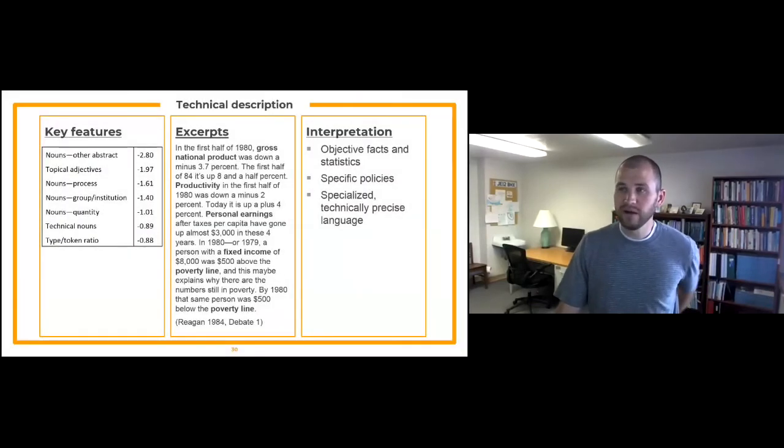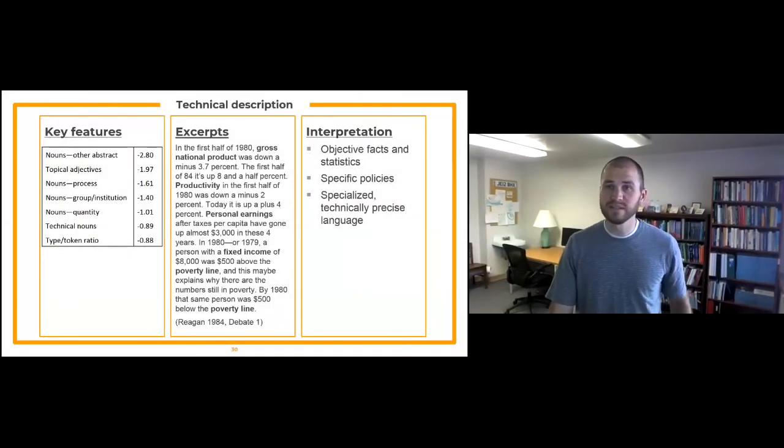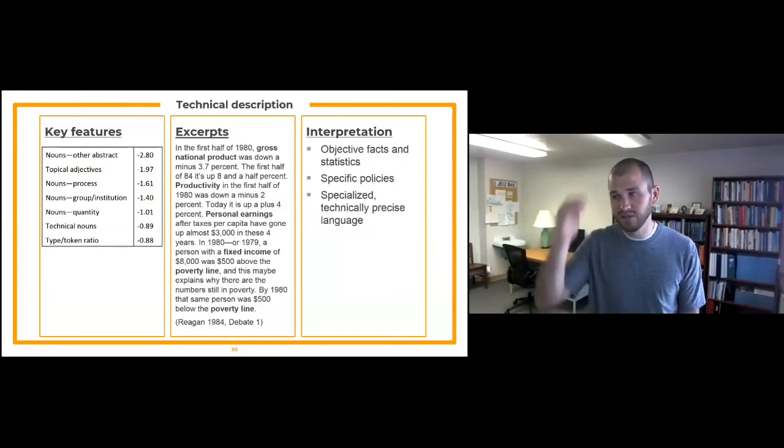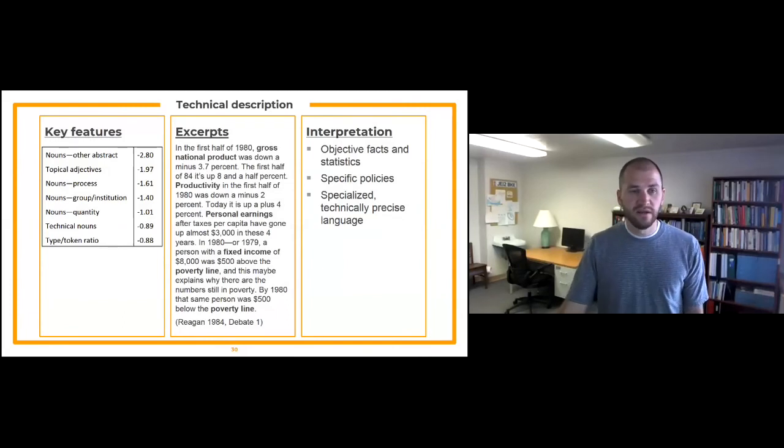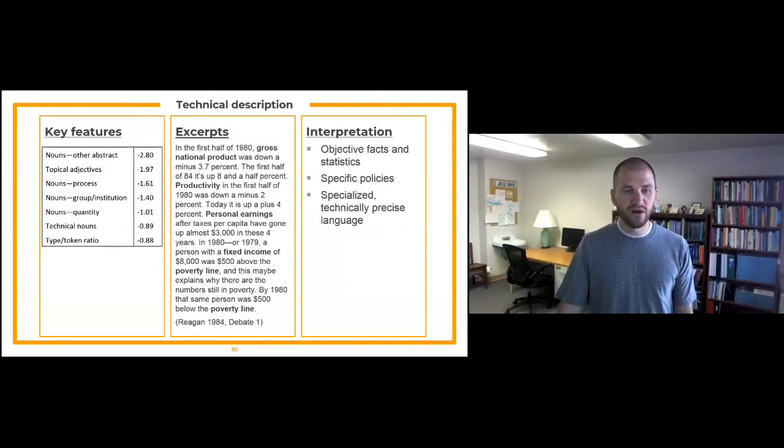Okay, now some more obvious ones. As linguists, I think we would sort of expect these next two to emerge. Technical description. Look at these features over on the left. We get abstract nouns and process nouns and quantity nouns and technical nouns, and also this type token ratio.